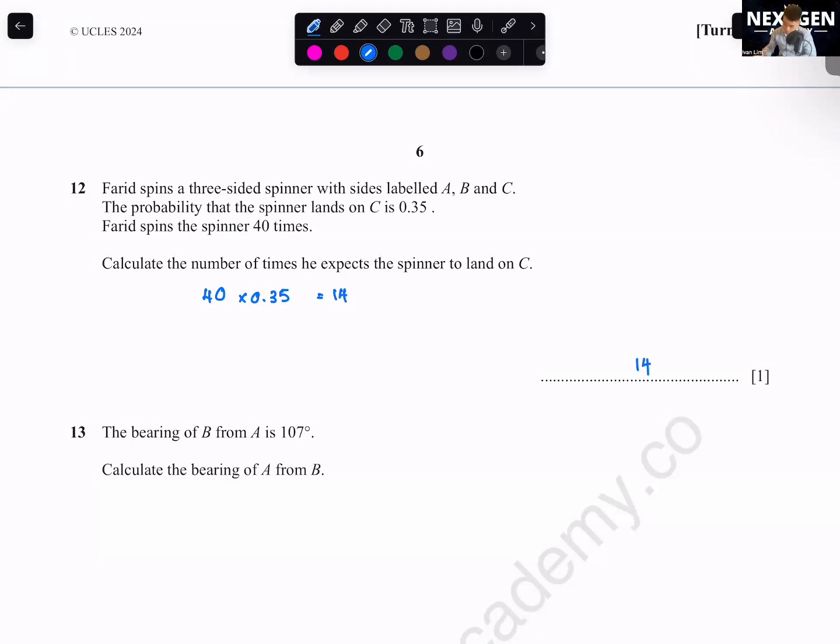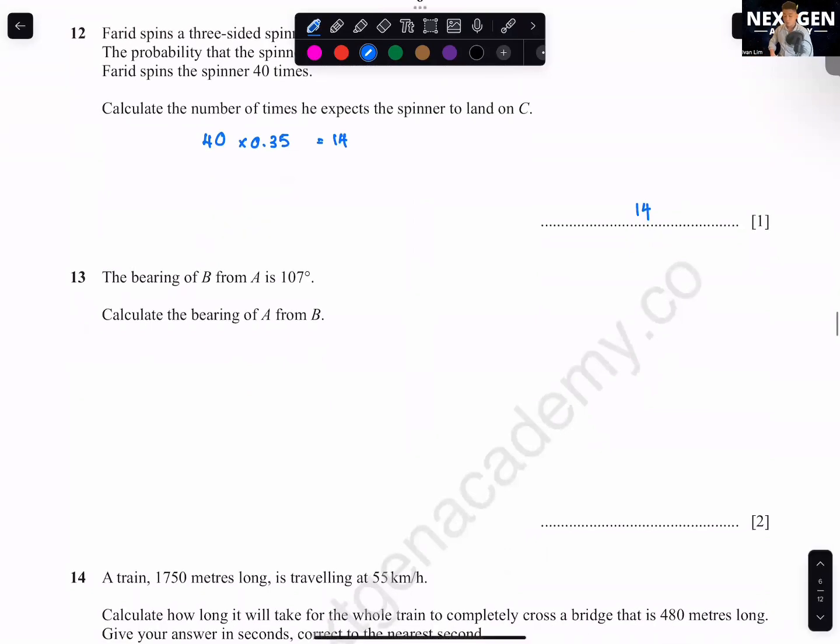Okay, next one. The bearing of B from A is 107 degrees. Calculate the bearing of A from B. Okay, a lot of students tell me, teacher, my bearing not so good. We will revise this again in these coming weeks when we do trigonometry. I will try to find all the hard questions for y'all for bearings also.